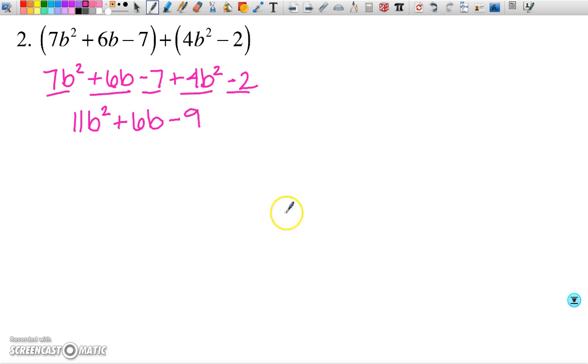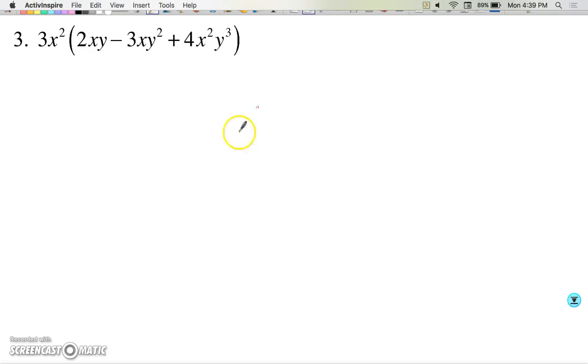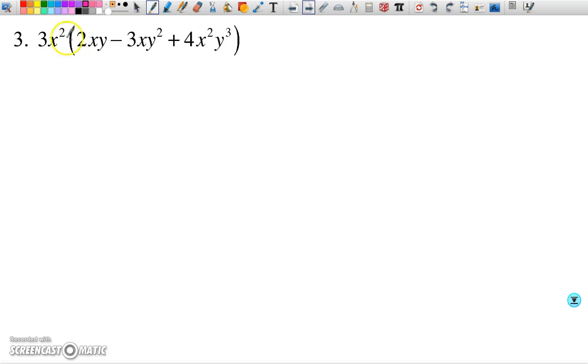All right, number 3, this time this is multiplication because there's no addition or subtraction sign in between the number and the parentheses, so we're just distributing. 3 times 2 is 6, x squared times x is x cubed, and then we have y. Then we have a minus. 3 times 3 is 9. x squared times x is x cubed, and then we have our y squared.